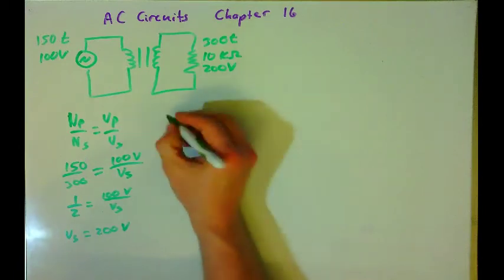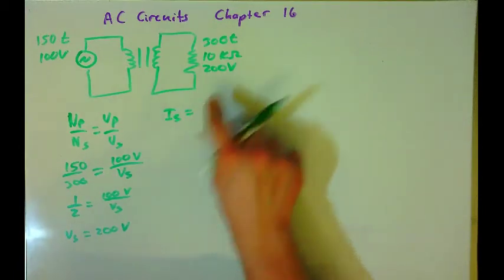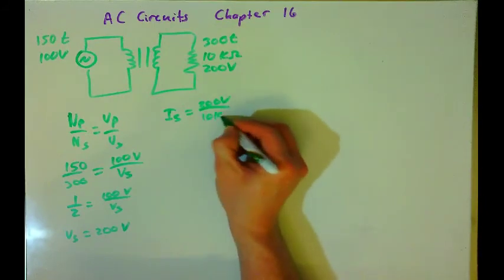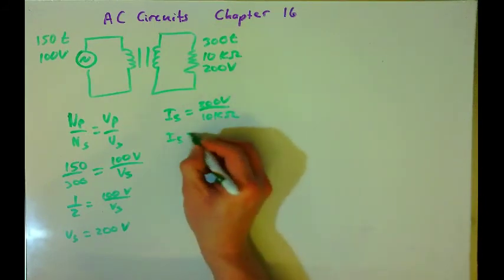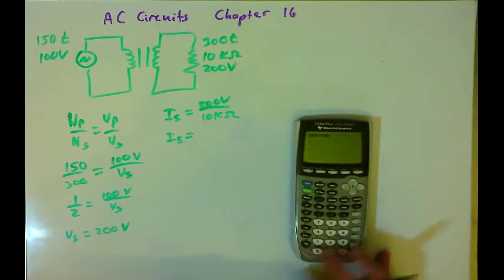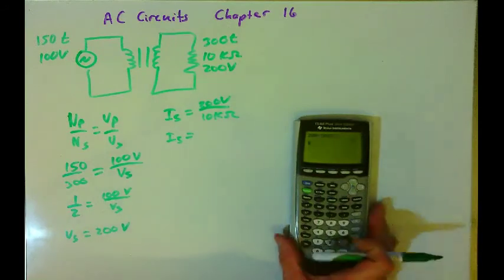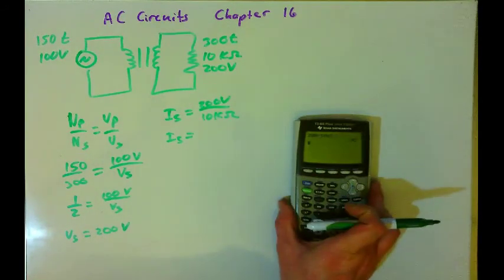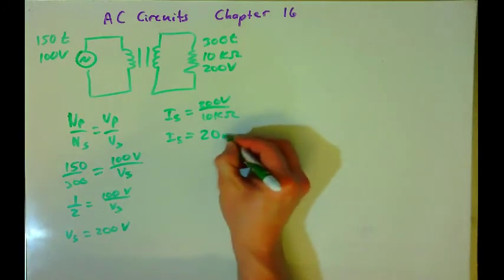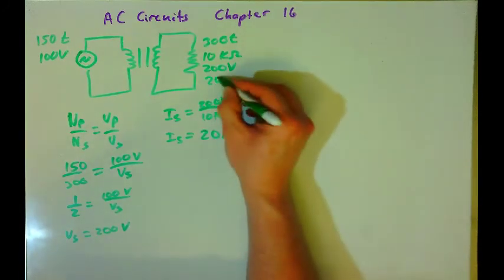Now that we know the secondary voltage, we can find the secondary current just by using Ohm's law. 200 volts divided by 10 kiloohms. And so 200 volts divided by 10 kiloohms is 20 milliamps. Current here is 20 milliamps.